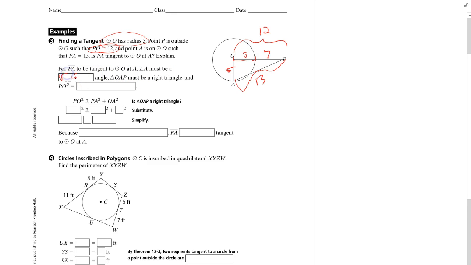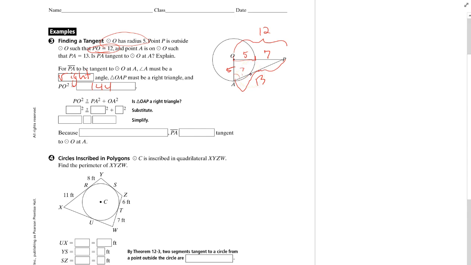Okay, now, for PA to be tangent to O at A, angle A must be a right angle. And PO squared would have to be 144. So now, is this true? For PA to be tangent to O, angle A has to be a right angle. So angle A, is this a right angle?